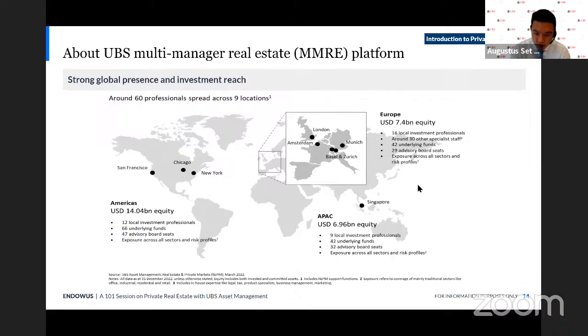There's just a little graph that illustrates where our 60 staff are located globally. So you'll see in the US, we have a presence in Chicago, San Francisco, and New York. In Europe, most of our investment team sits in London, and 9 of us, so all of us in APAC are based in the Singapore office.